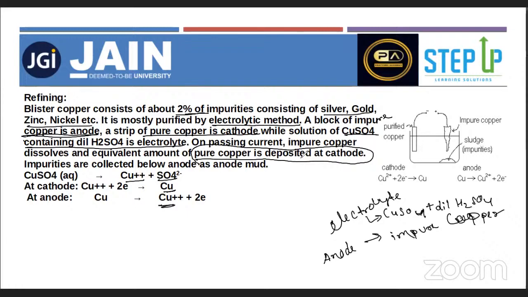The copper with 2% impurity is known as what? Blister copper. That is what is important. Impurities are collected below the anode as anode mud, which is not important. Blister copper contains 2% impurities: silver, gold, zinc, nickel, all these D block elements. So we use the electrolytic method and pass electricity. The electrolyte is a mixture of copper sulfate and dilute H2SO4. At the anode we keep impure copper, at the cathode pure copper. When electricity is passed, pure copper is deposited at the cathode.